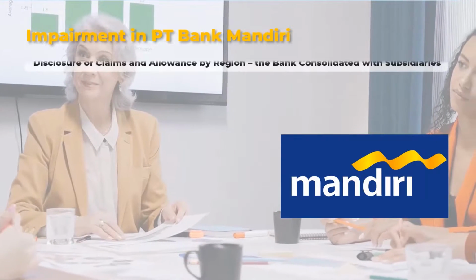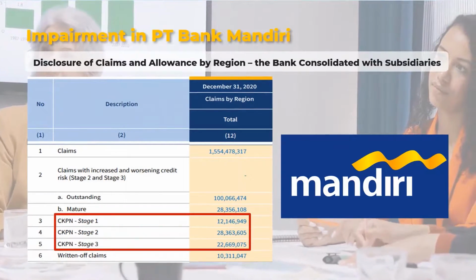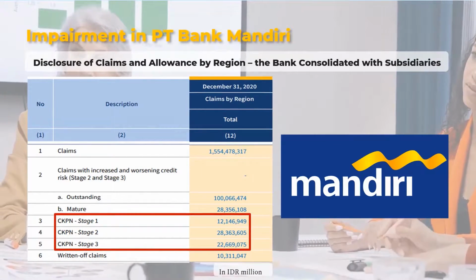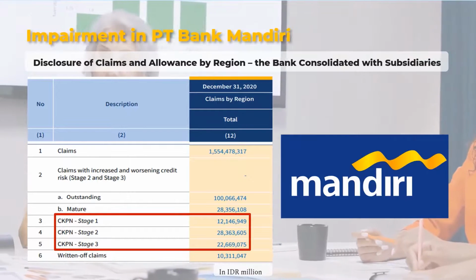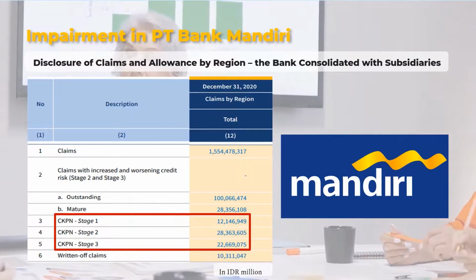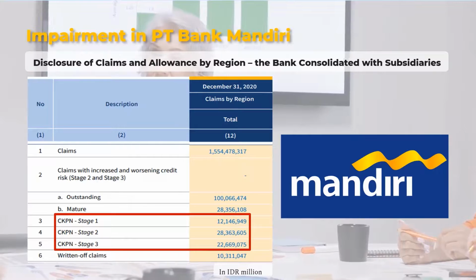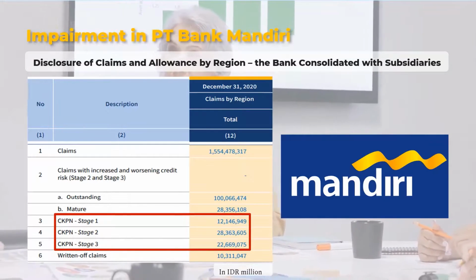The second table shows the loss allowances from the bank consolidated with subsidiaries. In stage 1, there are more than 12 trillion. In stage 2, there are more than 28 trillion. And last, stage 3, more than 22 trillion.